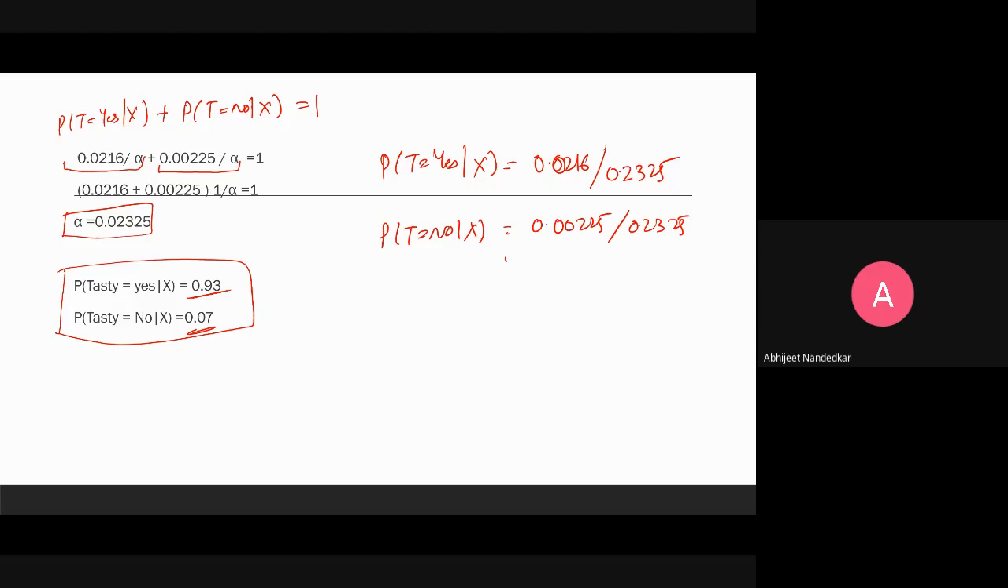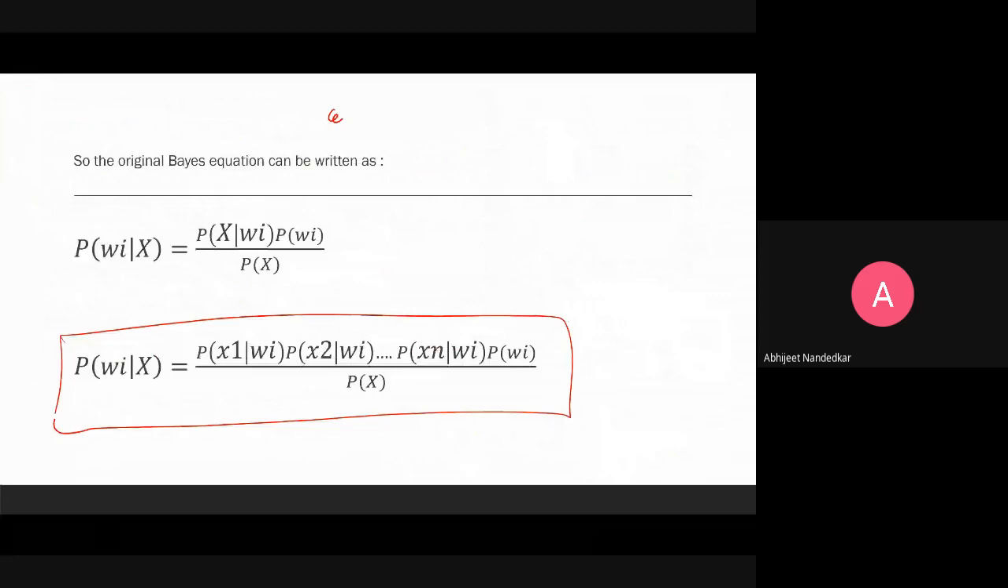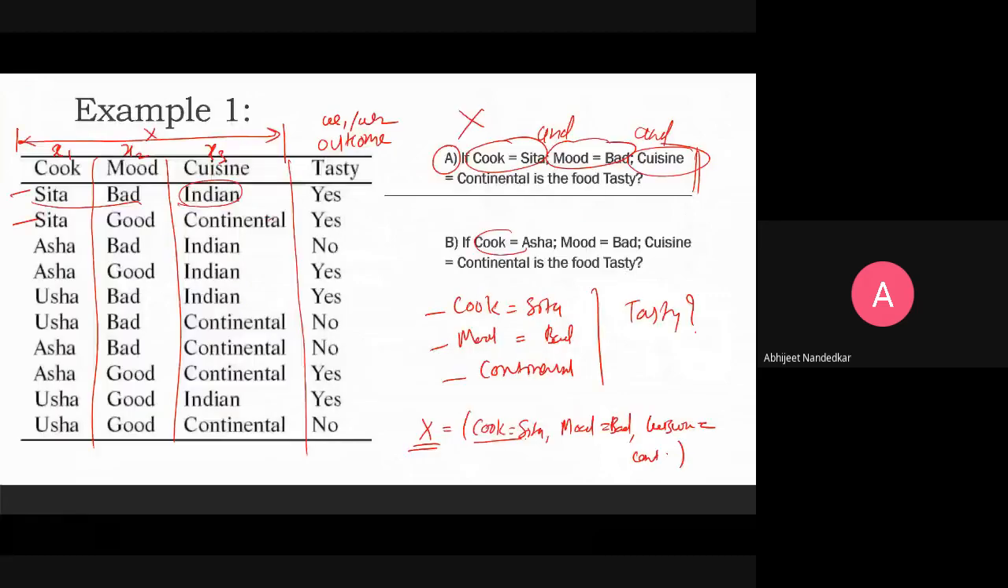Now from here you can clearly see that this is the largest probability. So what it means is that with this given input x, that is cook is Sita, mood is bad, and cuisine is continental, whatever we prepare is tasty. So taste T is equal to yes. That is the answer.